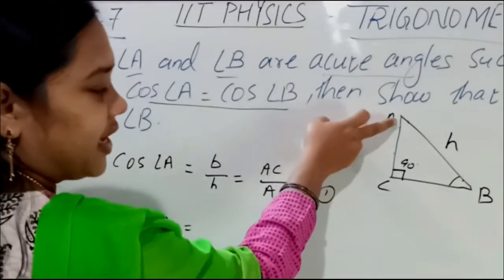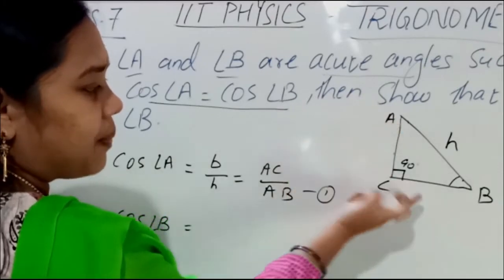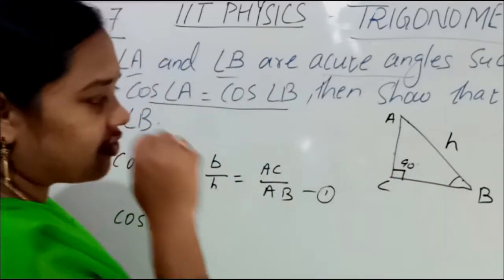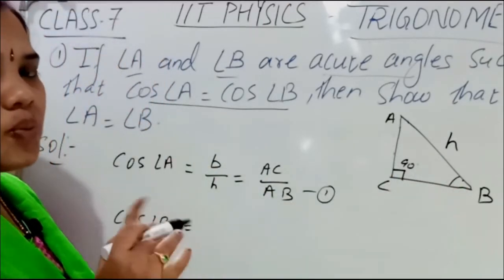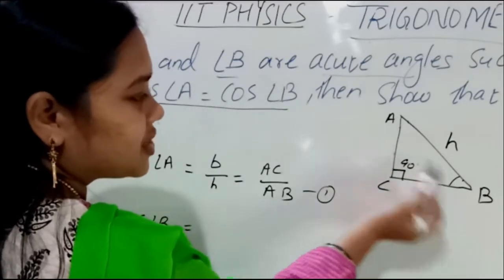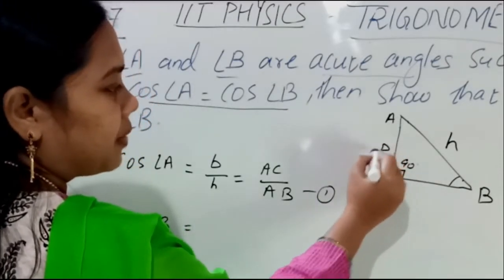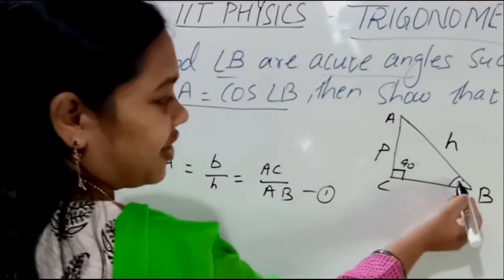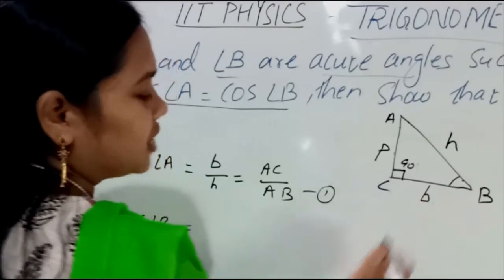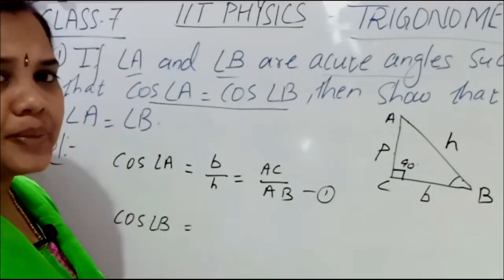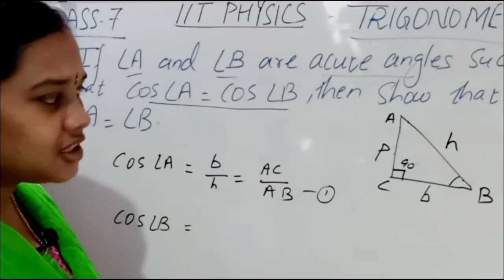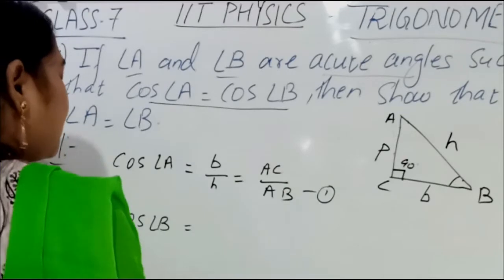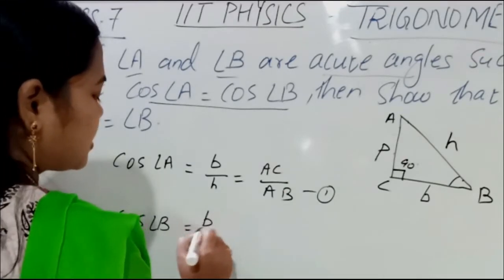If angle A is the angle of reference, then the perpendicular is this one and the base is this one. But now angle B is the angle of reference. So we know the side opposite to angle B, which is the side opposite to angle B? This side. This will be the perpendicular. And the side adjacent to angle B, the angle of reference, will be the base. So you can see the positions of perpendicular and base are exchanged. Why? Because the angle of reference is changing. So now cos angle B means B by H.